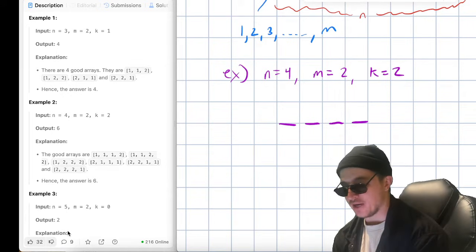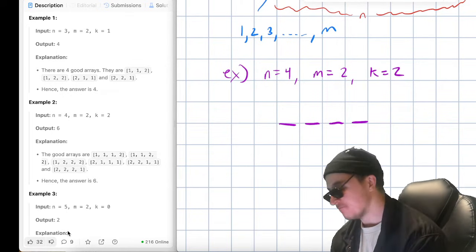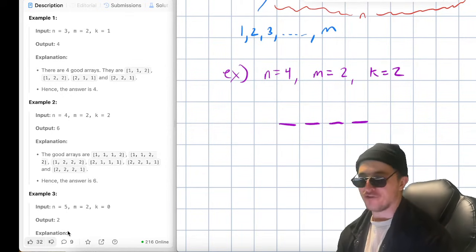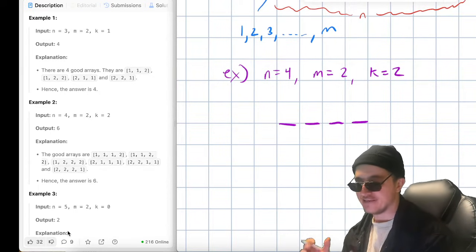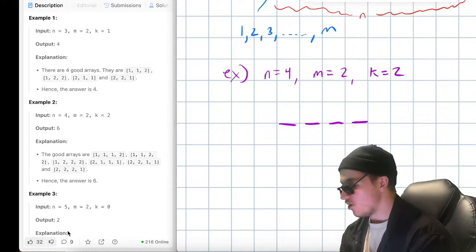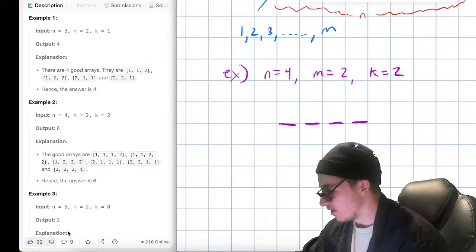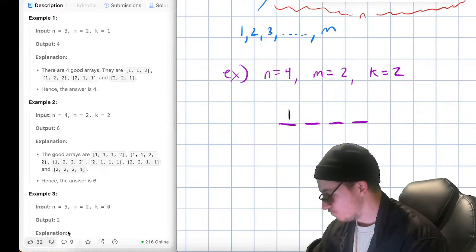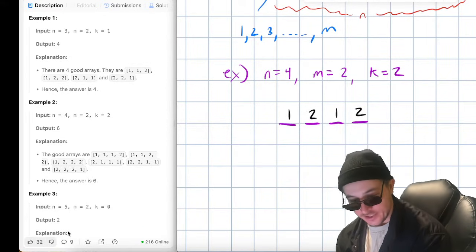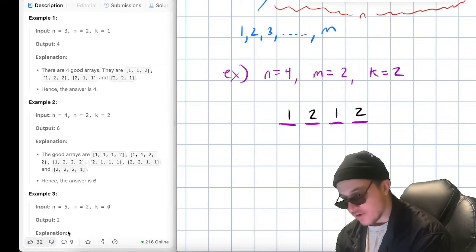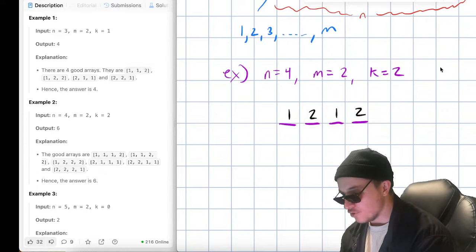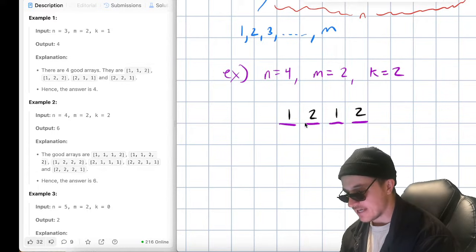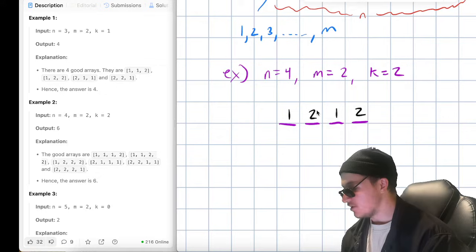Let's walk through some random examples and see if they're good, and why they're not good, or could be good. One thing that has to be true for it to be good is that all of the elements are between 1 and m. So all the elements are either 1 or 2. Let's do one example: 1, 2, 1, 2. Is this one of the good ones? No, because there have to be exactly k equals 2 places where adjacent elements are the same.